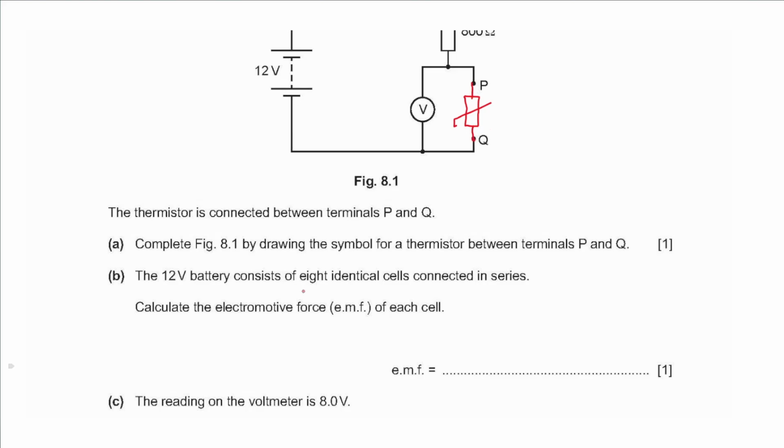and then we connect it to P and Q. Part B says a 12-volt battery consists of 8 identical cells connected in series. Calculate the electromotive force of each. So we divide the 12 volts by the number of the cells. That gives a voltage of 1.5 volts for each cell.